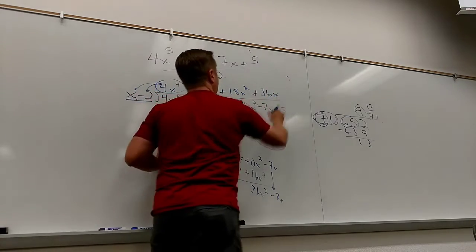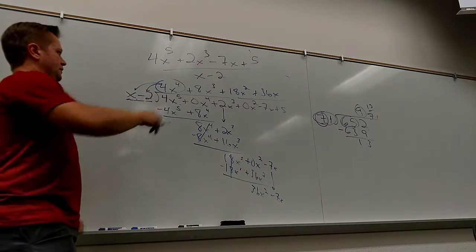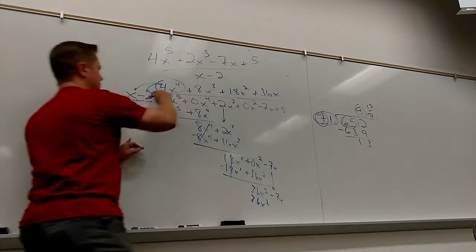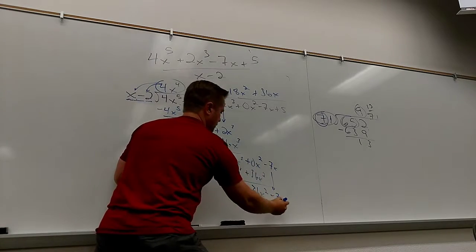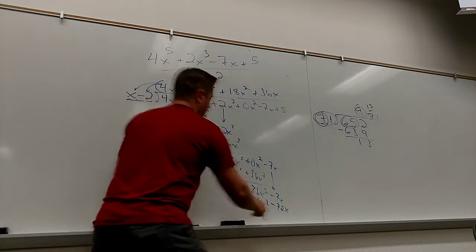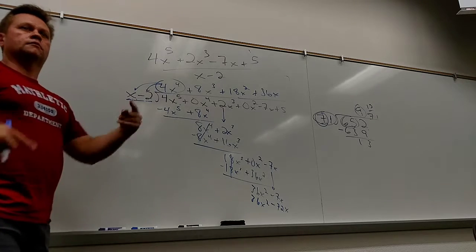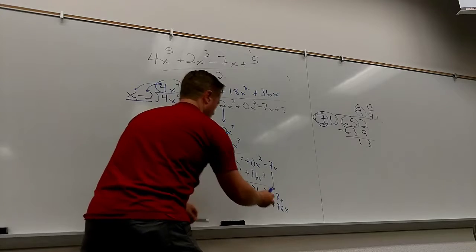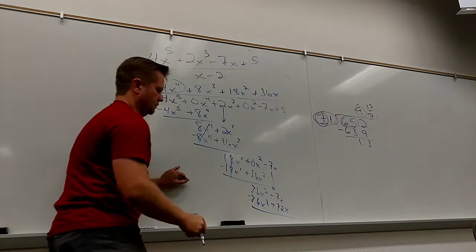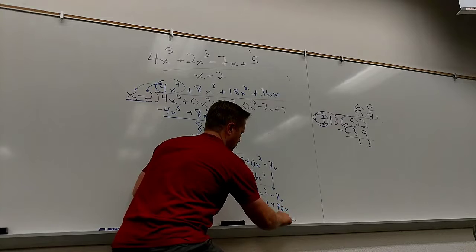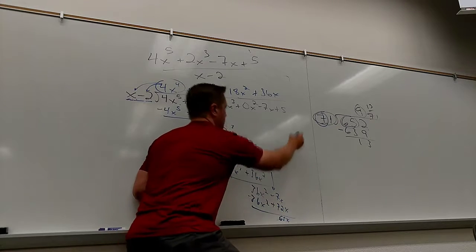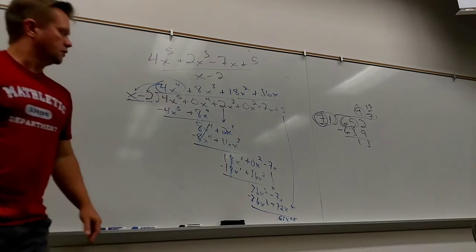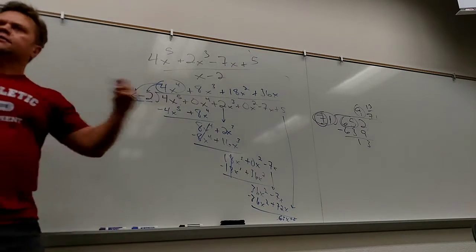36x. 36x times x is the thing we use to find it. 36x times negative 2 is negative 72x. Change the signs. 72 minus 7 is 65x. Bring down the 5. And finally, you need a 65.